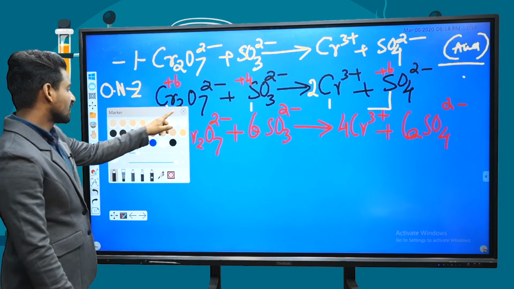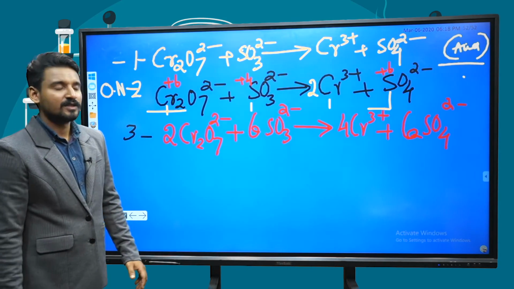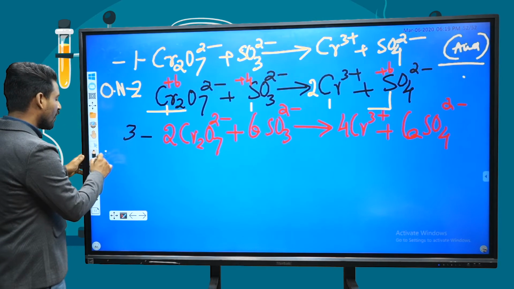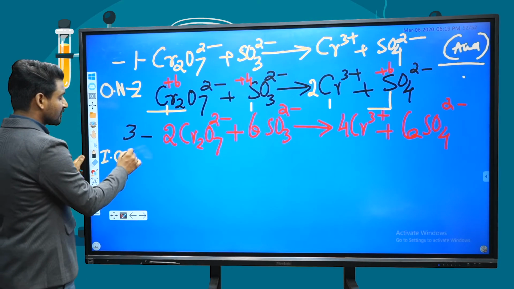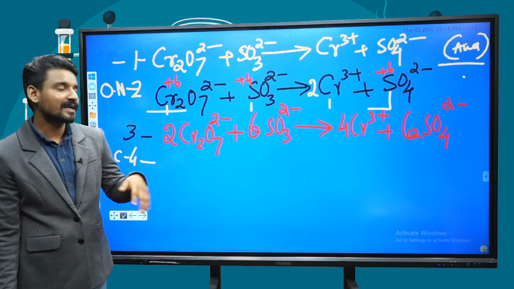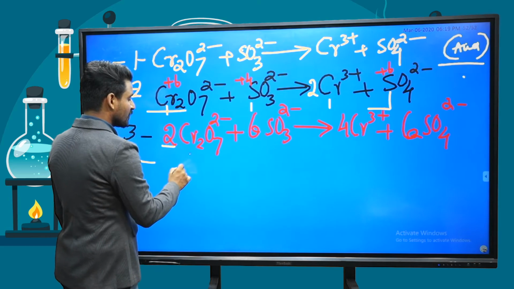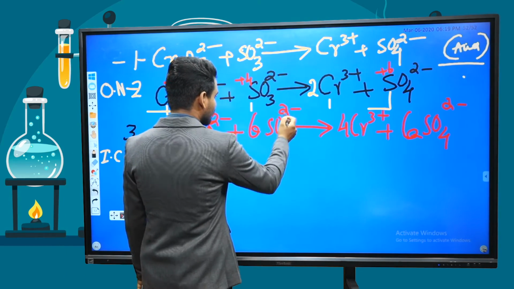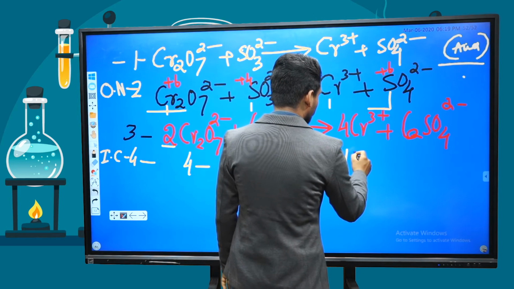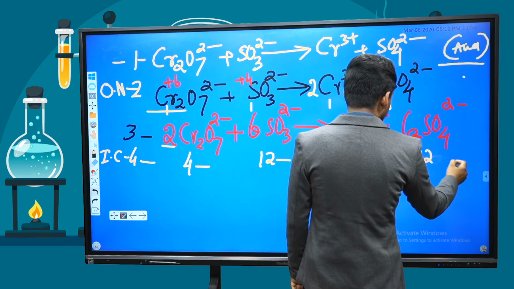So the next step is to count the net ionic charge, counting and balancing that ionic charge. Here 2 into -2, that is 4 minus charges. Here 6 into -2, that is 12 minus charges. Here 4 into 3, that is 12 plus charges. Here 6 into 2 minus, that is 12 minus charges.